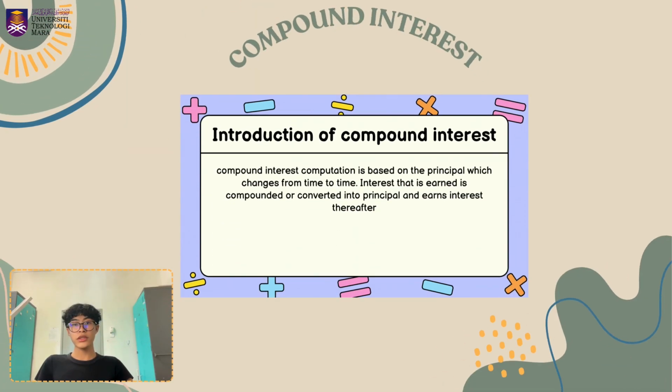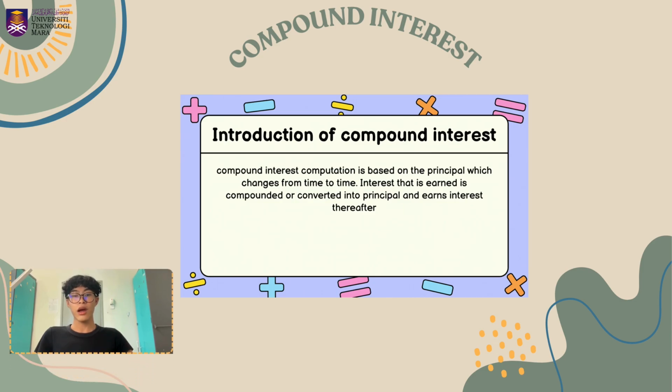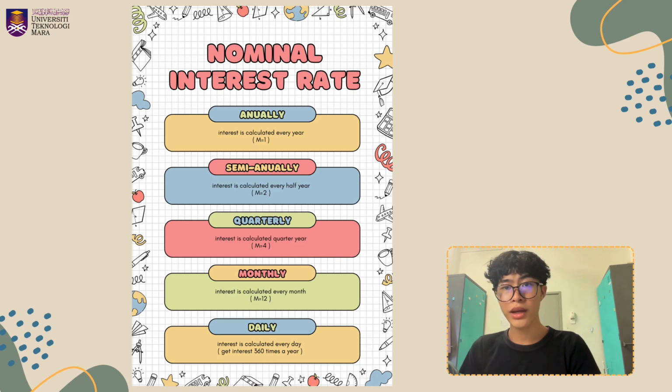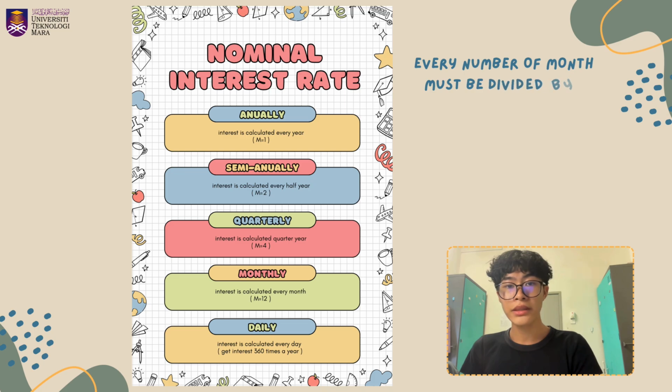Compound interest computation is based on the principle which changes from time to time. Interest that is earned is compounded or converted into principal and earns interest thereafter. To clarify the nominal interest rate, which is m: annually is m equal 1, semi-annually is m equal 2, quarterly is m equal 4, monthly is m equal 12. Every number of months must be divided by 12. For instance, if the number of months is 3 months, it means 12 divided by 3.